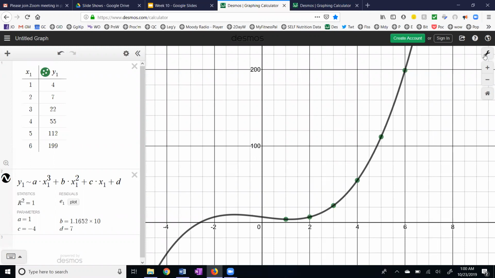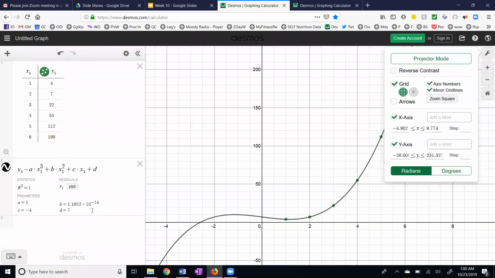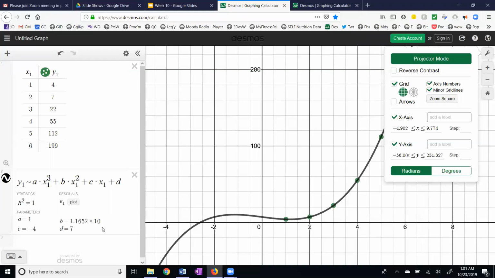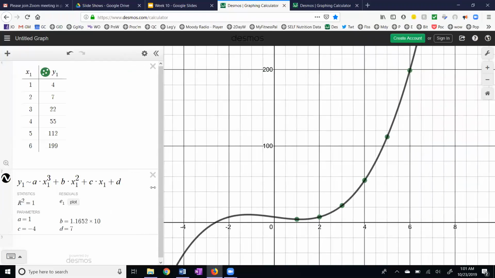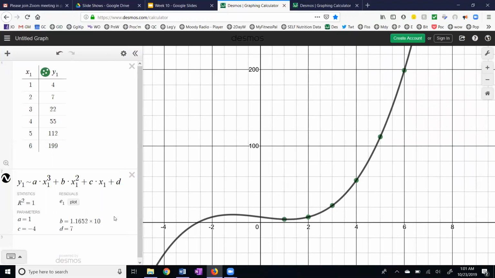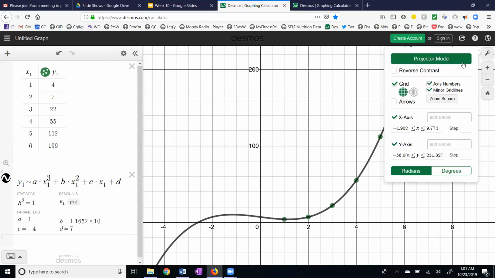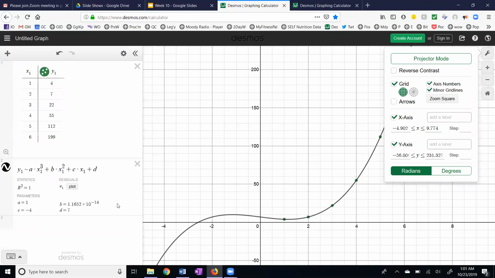If I take this out of projector mode, we can see here that B is 1.16 times 10 to the -14th, which is a tiny, tiny number. The algorithm has stopped at a certain point. Basically, this means B is 0. If I put it in projector mode, I'm not seeing the negative exponent. So that's a little bug in Desmos, which is actually fairly common with technology. You've got to make sense of it. So let's go back to our handout and write down the answer.